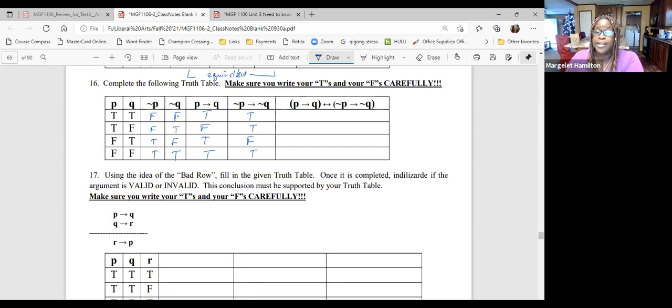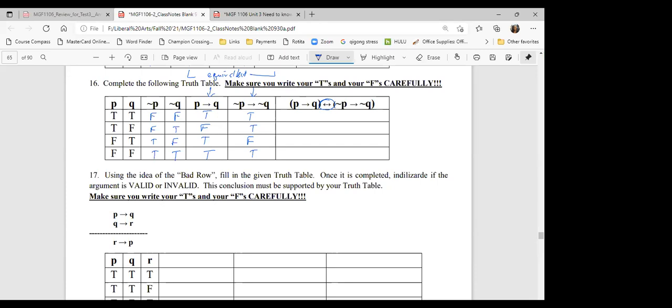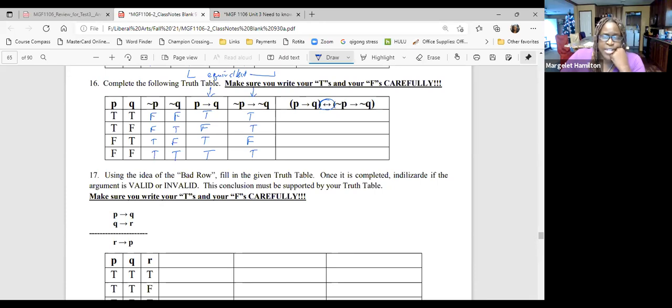All right, now let's answer the big question. The big question we're looking at, P implies Q, right there, and then we're looking at this next column right here, negation P implies negation Q. But they want us to answer this question right there. Thinking about our rule now, we just said that the biconditional rule says we get true when what? When they're the same. Go ahead and tell it.